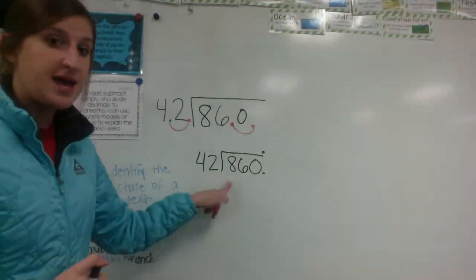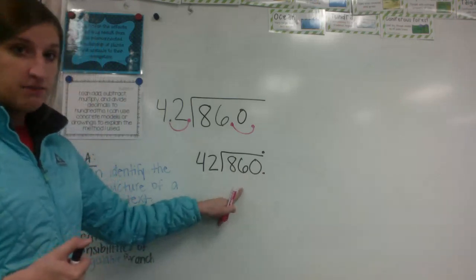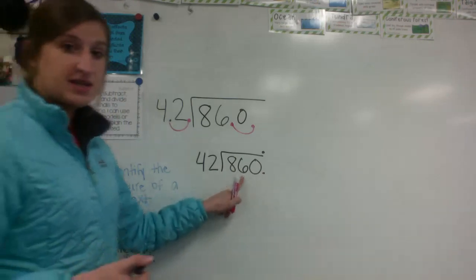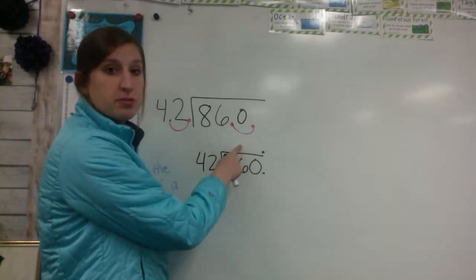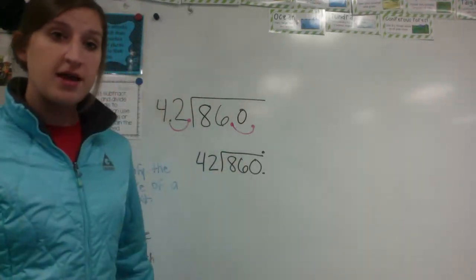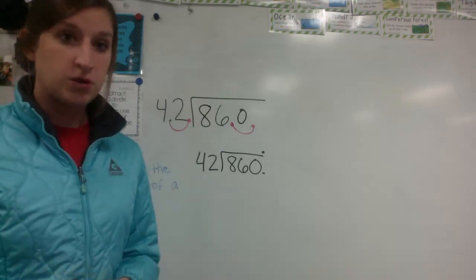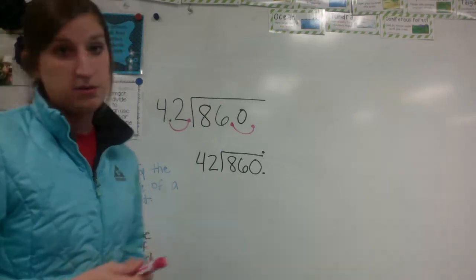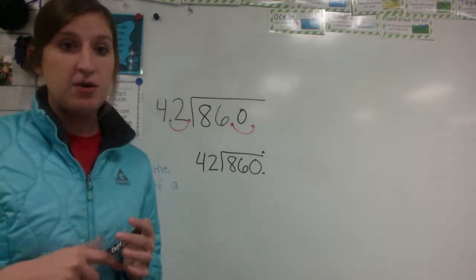I'm going to decide how many times 42 would go into 8. How many times 42 goes into 86. When I find out how many times 42 goes into 86, I would put that number right above the 6. Super, super, super important. Okay? Because if your decimal's in the wrong spot in your answers, the problem is wrong. Okay? Decimals are really important. They change the value greatly.